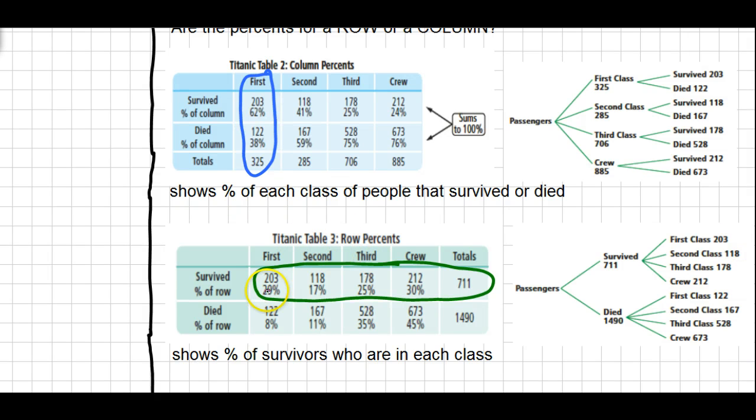So we've got another table that I just want to quickly peek at. This table has percents listed now by the row. So the row here is showing percent of survivors that are in each class. So of the people that survived, 29% of them were in first class, compared to the information that we did with the columns, where we were talking about 62% of the first class people survived. And again, they show it in tree form.